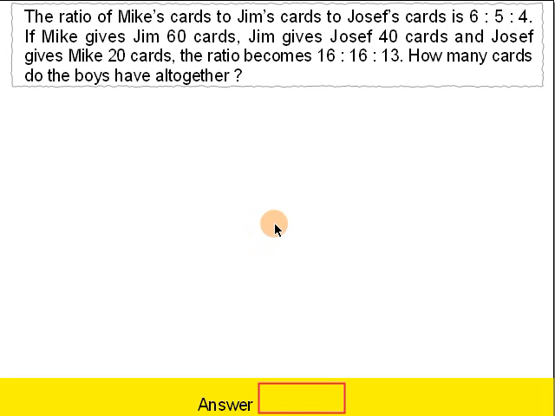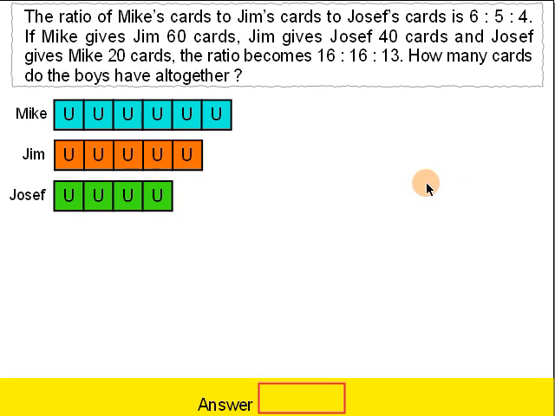Now the question says that the ratio of Mike's cards to Jim's cards to Joseph's cards is 6:5:4. So we draw the model as such: Mike having 6 units, Jim 5 units, and Joseph 4 units at first. And then the question says Mike gives Jim 60, and Jim gives Joseph 40, and Joseph gives Mike 20. The ratio became 16:13. To solve this problem, firstly we can do a summary for each person.